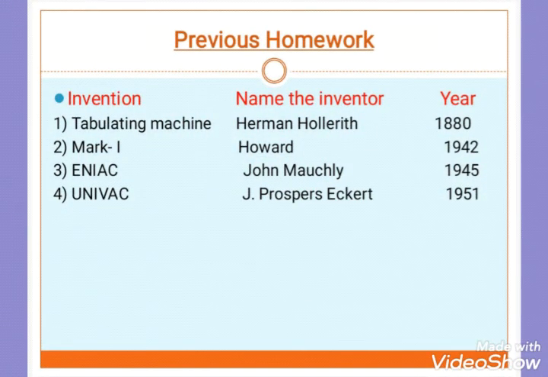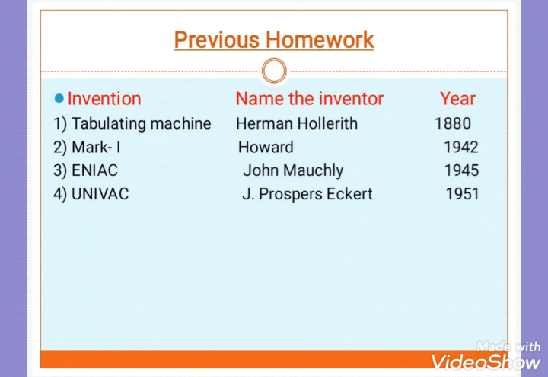Those who have completed it, check it. What was the question I had given you to write? The questions are to write the invention name along with the inventor's name and in which year they invented it. So the first question is the tabulating machine. Who invented it? Hermann Hollerith in the year 1880.